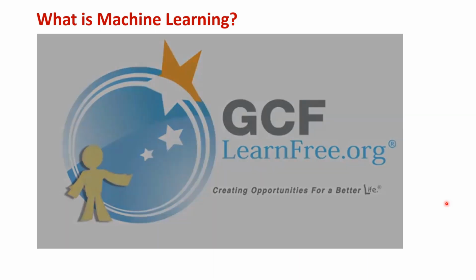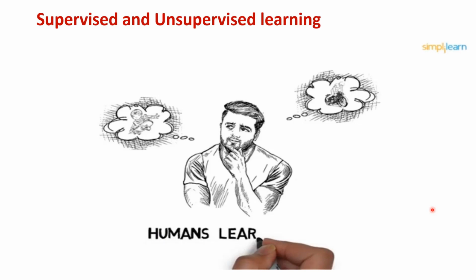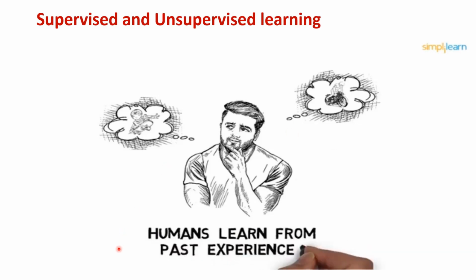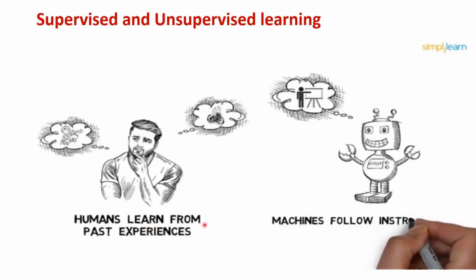So what we see from here is that we have data, and this data is labeled, and that's why we call it supervised learning, and we feed it to the learning model, and then the model will learn the difference between label A and label B, and then can generalize. We know humans learn from their past experiences, and machines follow instructions given by humans.